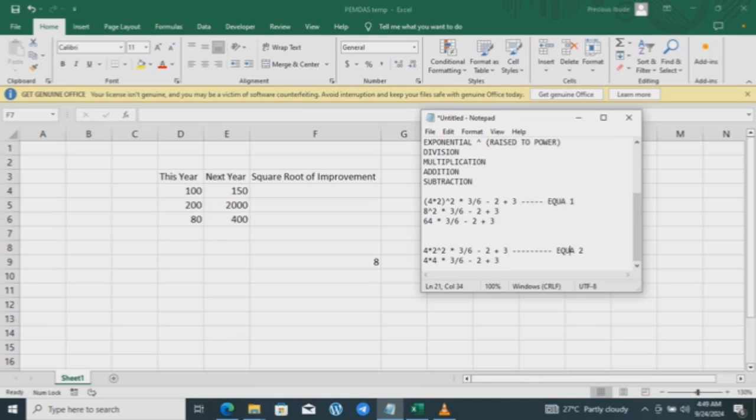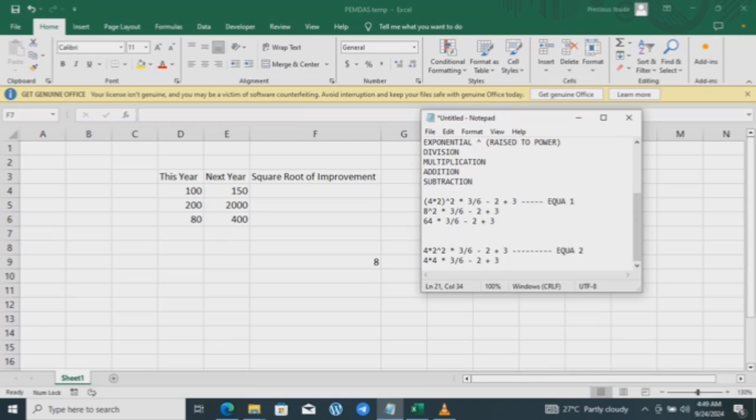Okay, so back to what we were saying earlier. I was trying to show you that equation one and equation two will give us two different answers. Why? Because of the PEMDAS formula. Let me show you something.